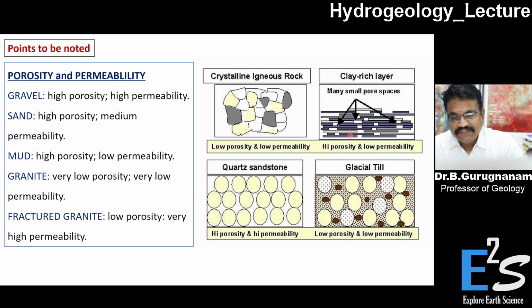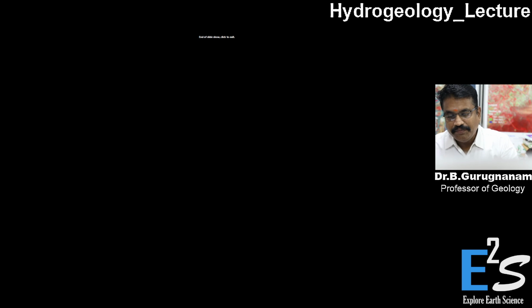So these are the examples in the diagram. In a crystalline rock, there are few pore spaces and permeability in turn is low. In clay-rich marl, porosity is high and permeability is low. Quartz sandstone is high in both. Glacial till is low in both because of different grains occupying the spaces in between.